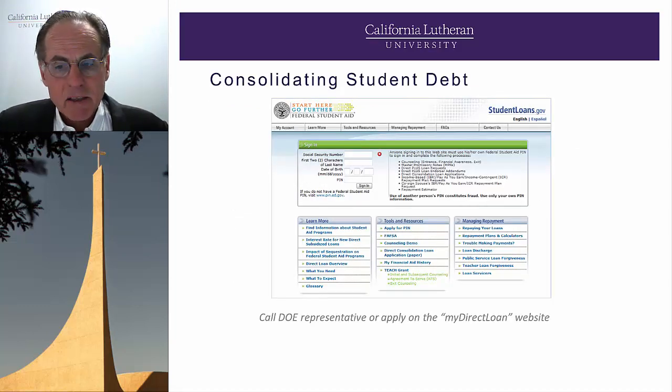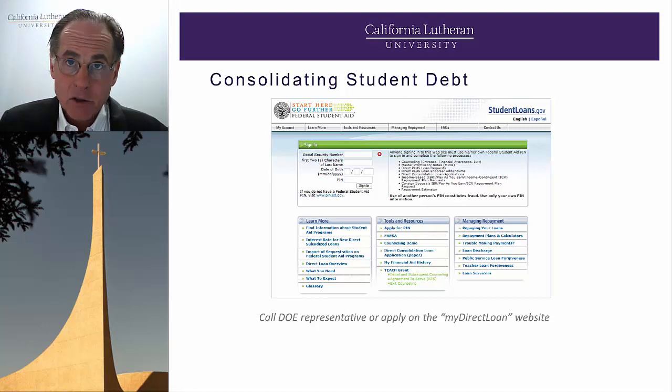The client can consolidate their debt directly on the student loan's government website, My Student Loan, or he or she could call the Department of Education representative who will help them.